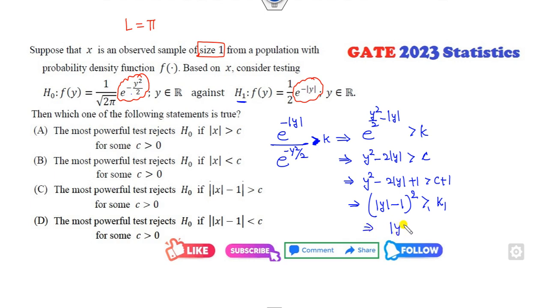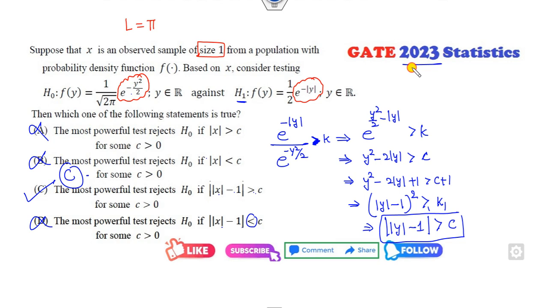Then this square will also be taken as a square root. So |y| minus 1 is greater than some constant, which is the critical region. So |y| minus 1 is greater than c. |y| is less than c, but we need greater than c. So these options are cancelled. C is my right answer. And you can see this is a very recent year examination question.